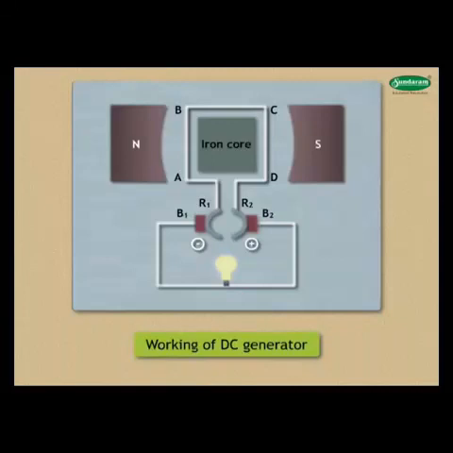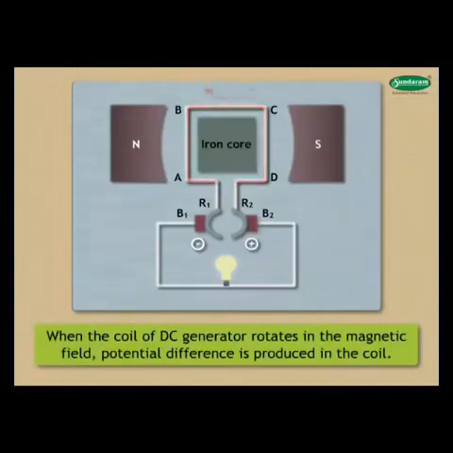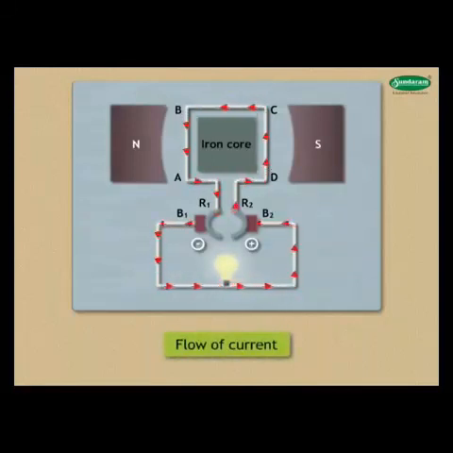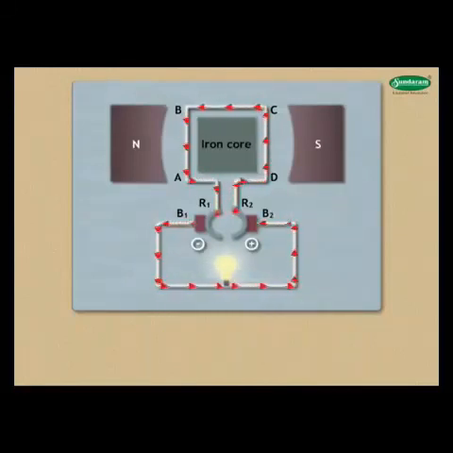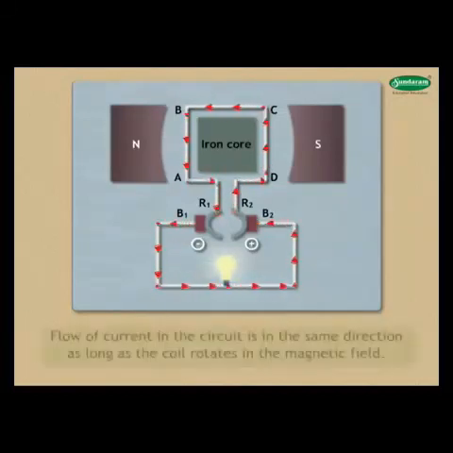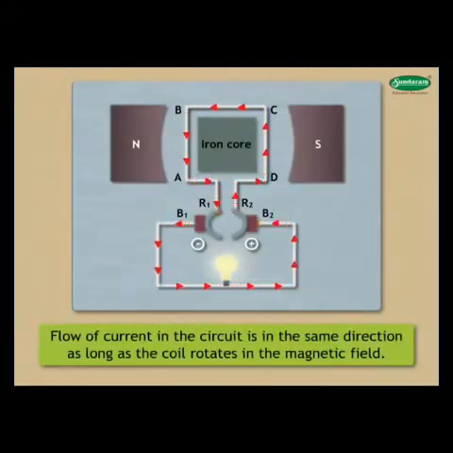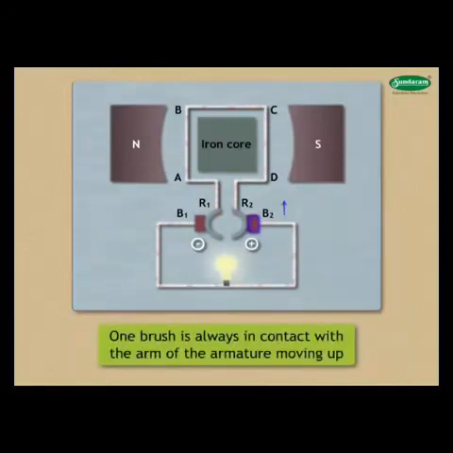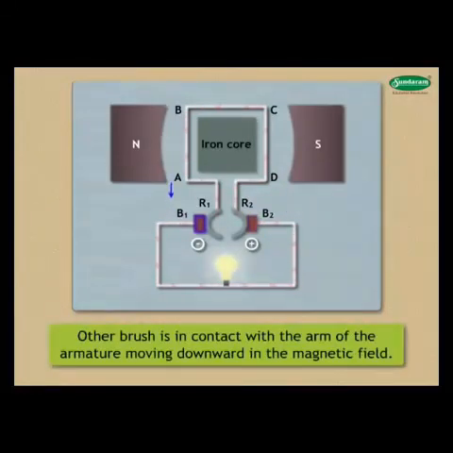Working of DC generator. When the coil of a DC generator rotates in the magnetic field, potential difference is produced in the coil. This gives rise to the flow of current. This is shown by the glowing of the bulb. In a DC generator, the flow of current in the circuit is in the same direction as long as the coil rotates in the magnetic field. This is because one brush is always in contact with the arm of the armature moving up and the other brush is in contact with the arm of the armature moving downward in the magnetic field.